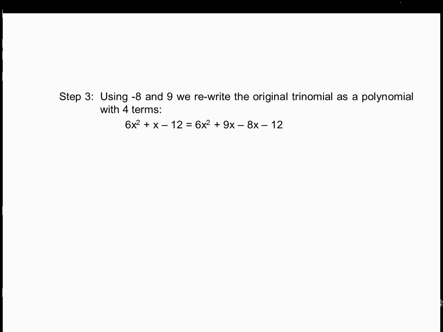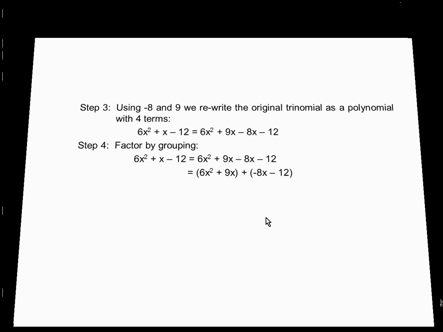So the 6x squared plus x minus 12 becomes 6x squared plus 9x minus 8x minus 12. So there's my 9 and negative 8 that I got from step 2. And notice this adds up to be x. Okay. Now we group. 6x squared plus 9x plus negative 8x minus 12. So I'm going to factor by grouping. I group the first two, group the last two.